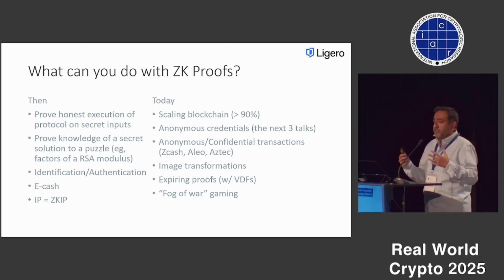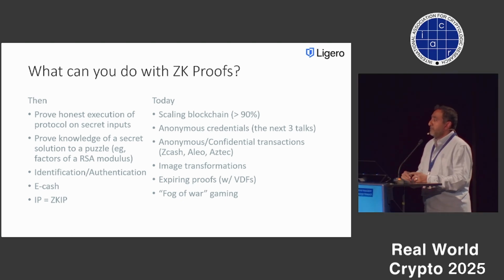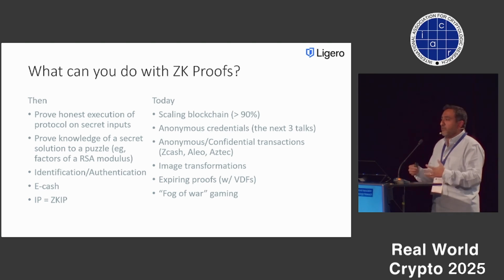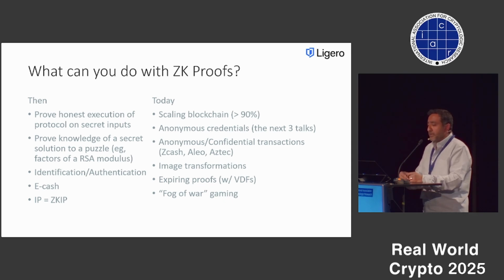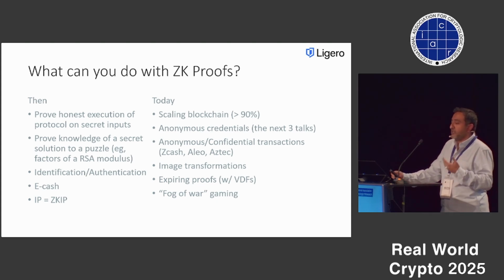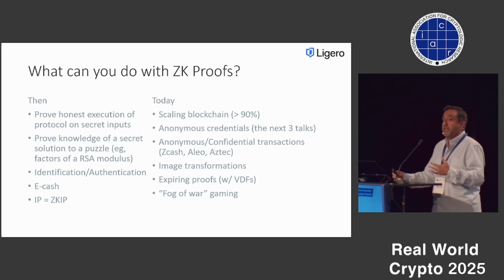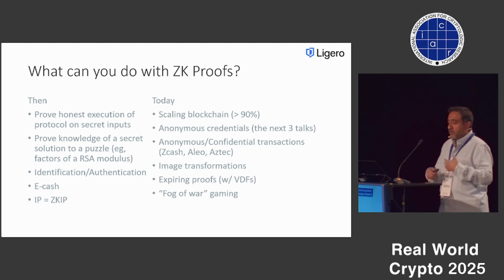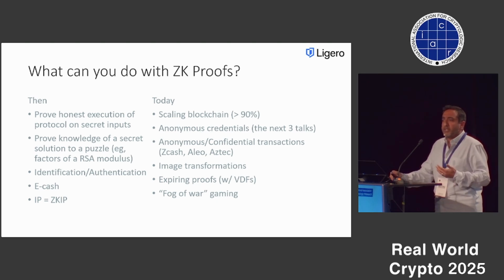But today, all of these applications are really coming to reality. A lot of the proof systems in the ZK landscape are actually focusing on scaling blockchain, which I'll tell a little bit more about. And in the talk you saw before and the next three talks, you're going to hear a lot about anonymous credentials. And of course, in the blockchain space, you want confidential transactions, anonymous transactions. Again, a lot of work in using zero-knowledge proofs to enable this is coming up. Zcash, Aleo, Aztec are some of the companies that are trying to do this. And of course, there are many new interesting applications that are coming.